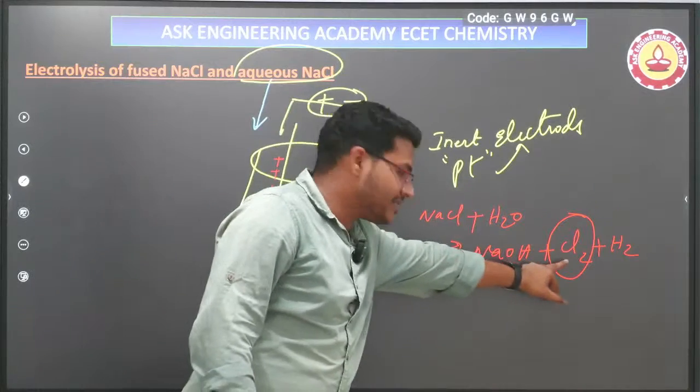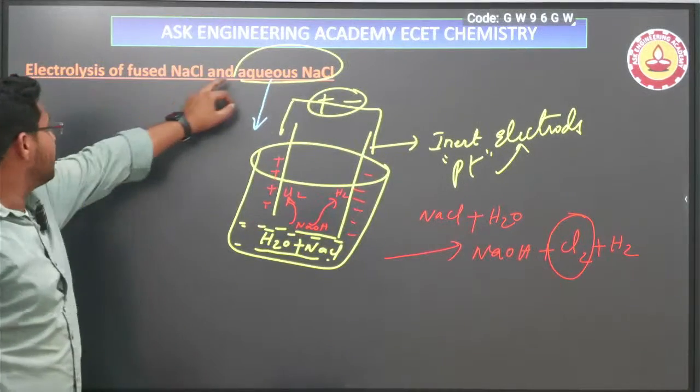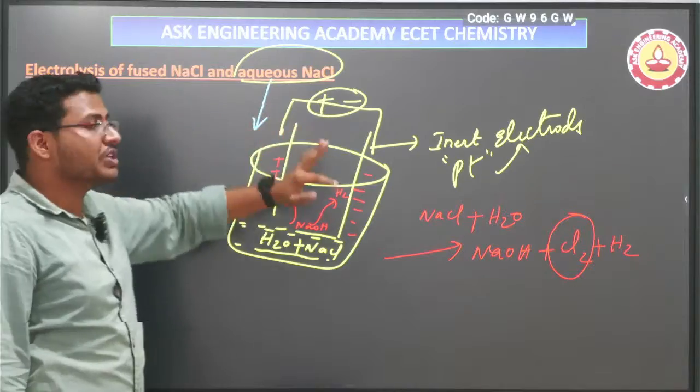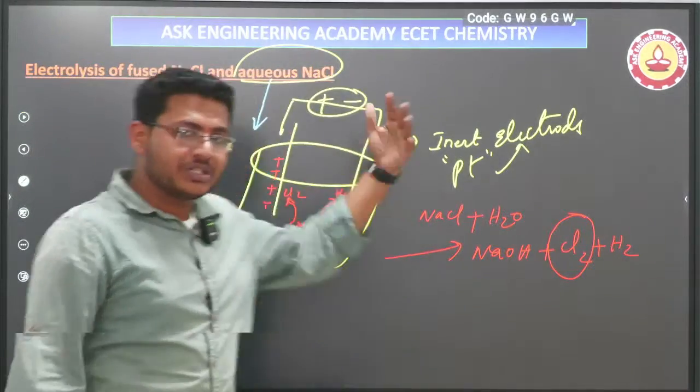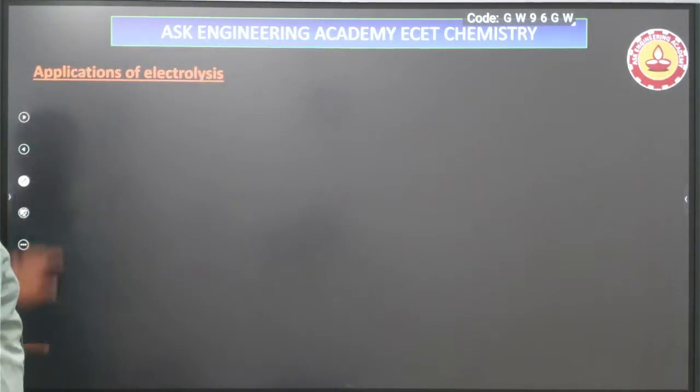That's why for Cl2 gas generation, electrolysis of aqueous NaCl is generally used, and for sodium, electrolysis of fused NaCl is used. So this is all about electrolysis.